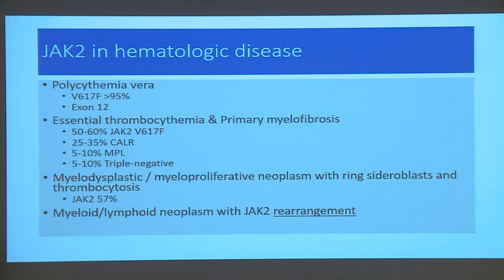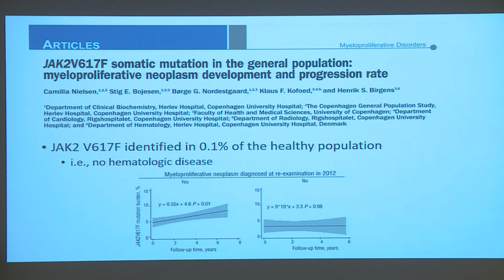We'll also come across JAK2 in our WHO under the section for myelodysplastic/myeloproliferative neoplasms with ring sideroblasts, which we heard this morning will be called something else in the future, but more than half of those cases have the V617F JAK2 mutation. And then lastly, what I don't want you to think about is the so-called JAK2 rearrangements like PCM1 that are associated with myeloid and lymphoid neoplasms with increased blasts. So we're really talking about V617F, and this really limits us to myeloproliferative neoplasms. So that's in hematologic disease.